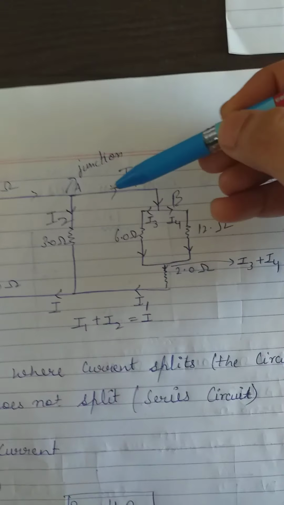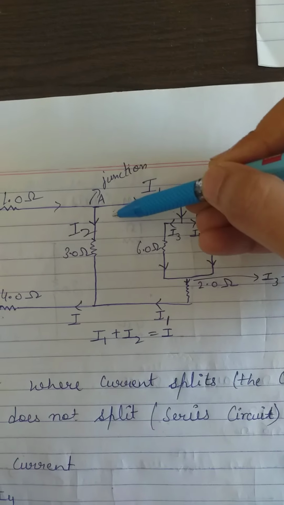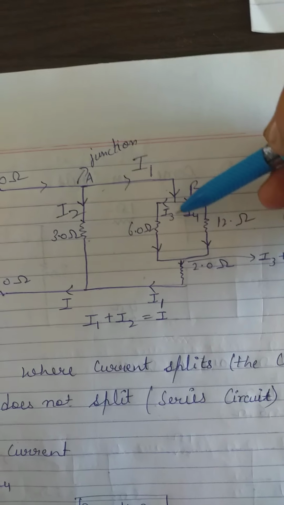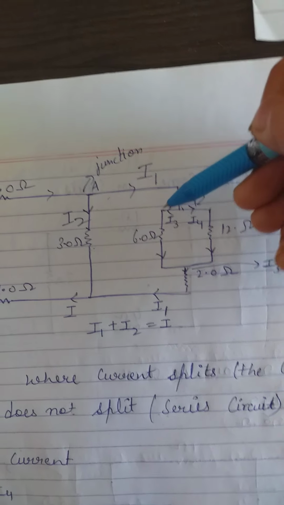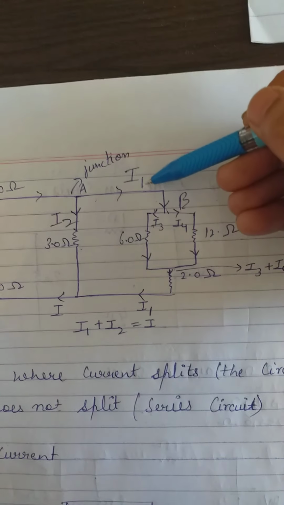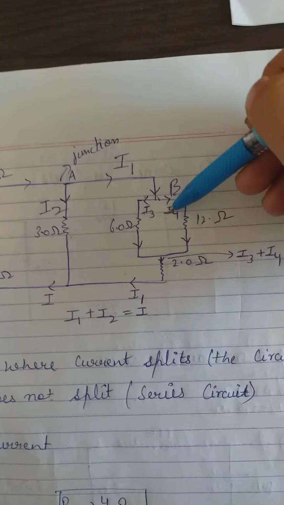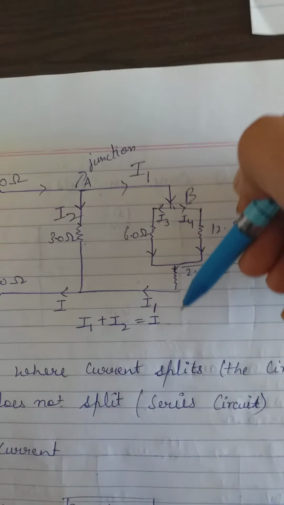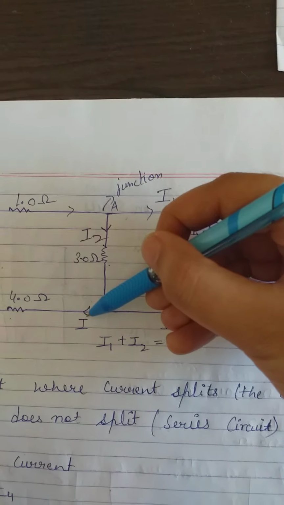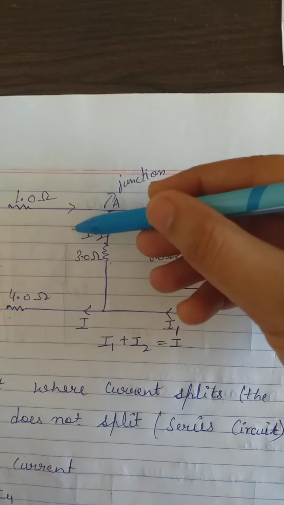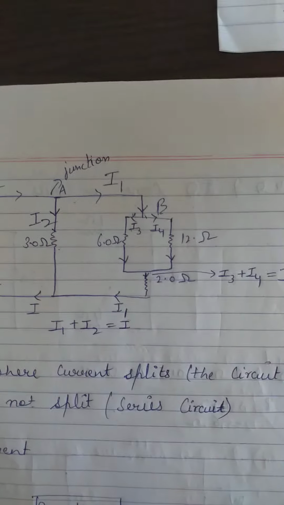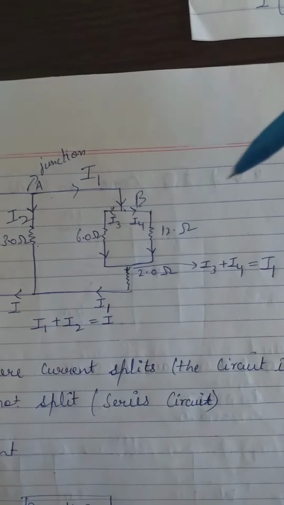At point A, two wires are coming out, means two branchings. So current I will get divided into I1 and I2. And at point B, there are another two branchings, that is I3 and I4. The current I1 will get divided into I3 and I4. But when it comes out, it will again be the I1 value, and at this point it becomes I, because I1 plus I2 is equal to I. Clear? See this formula: I1 plus I2 is equal to I and I3 plus I4 is equal to I1.